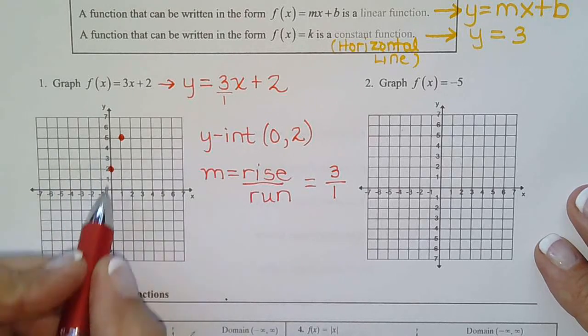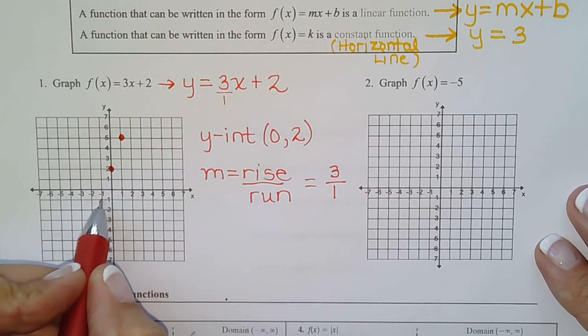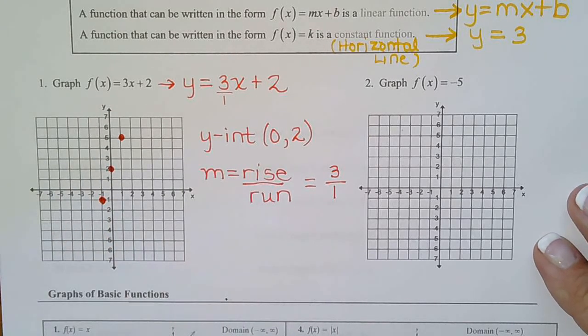So what's the opposite? Go down 3 and back 1. So that gives us our third point. Because usually on tests you are asked to make 3 points.